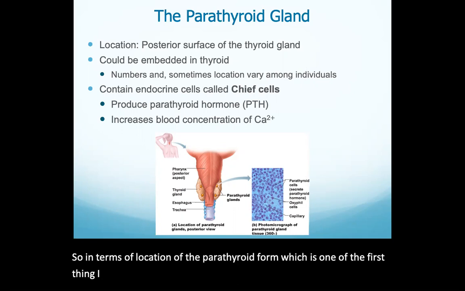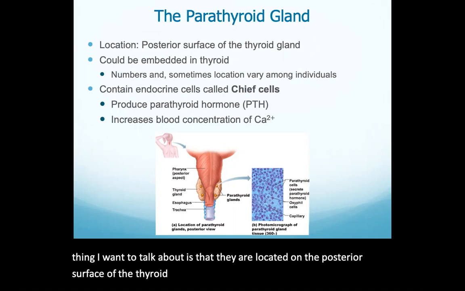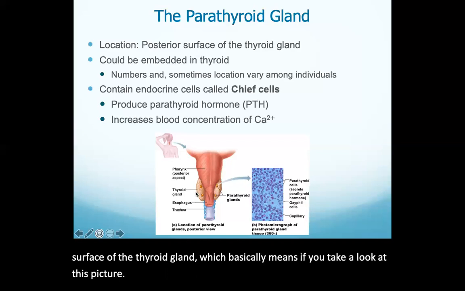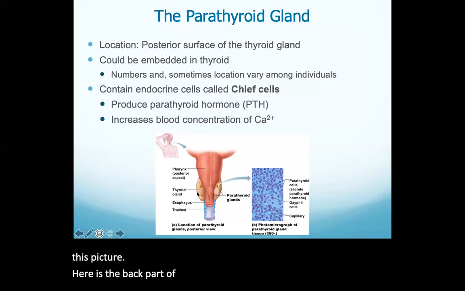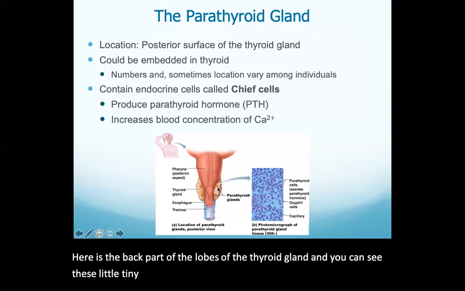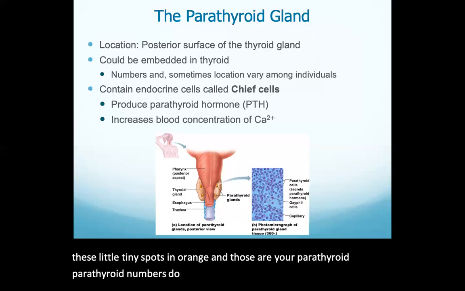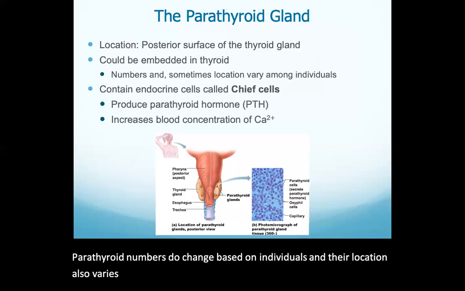In terms of location of the parathyroid glands, which is one of the first things I want to talk about, they're located on the posterior surface of the thyroid gland. Which basically means if you take a look at this picture, here is the back part of the lobes of the thyroid gland, and you can see these little tiny spots in orange, and those are your parathyroid. Parathyroid numbers do change based on individuals, and their location also varies from person to person.